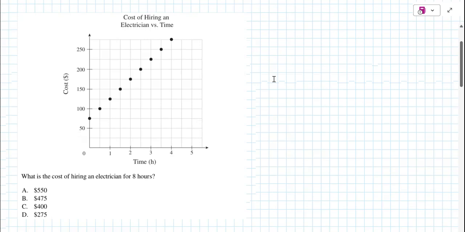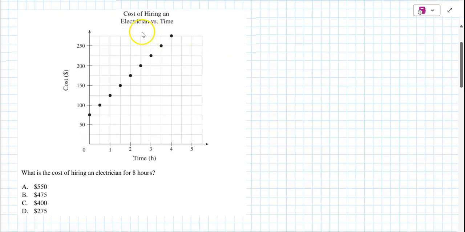All right, so first question, cost of hiring electrician versus time. The graph is given to you, and the idea is we want to know what is the cost of hiring an electrician for 8 hours. Now, this graph has everything that you need. You need to extrapolate the information from this. So let's go ahead and do this.